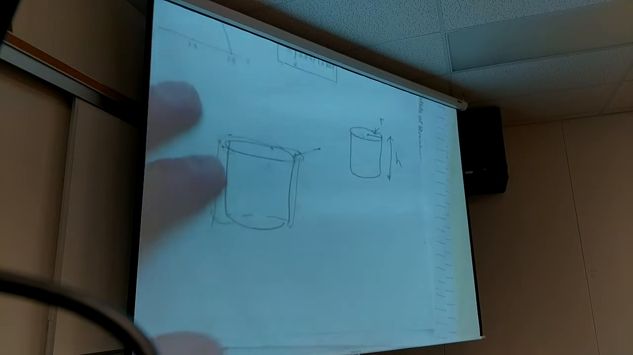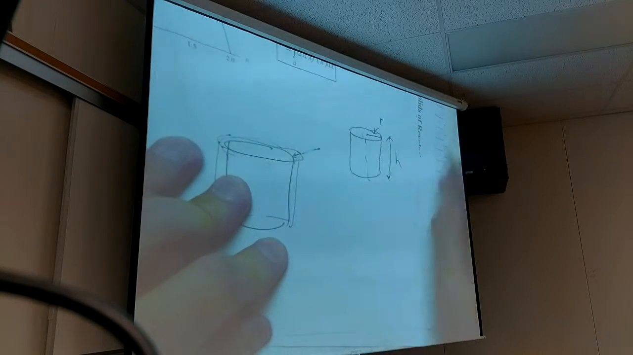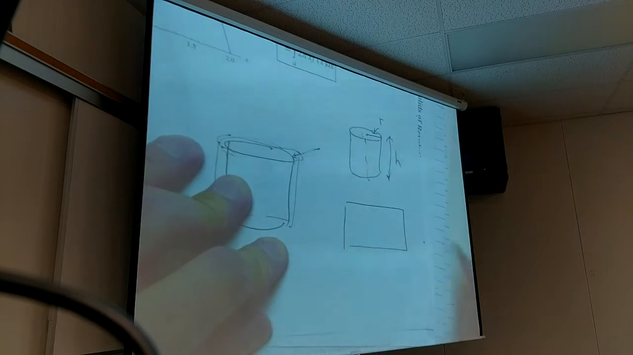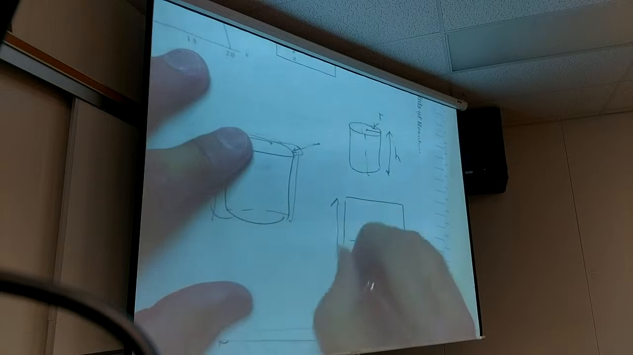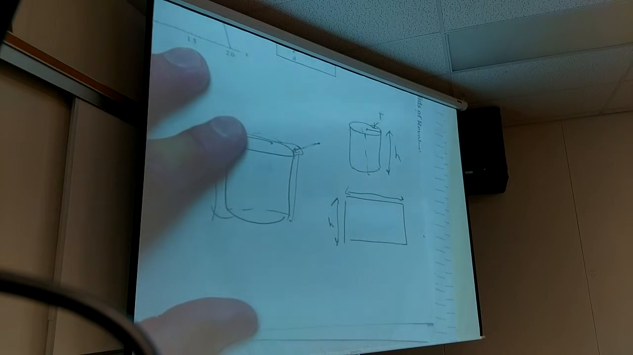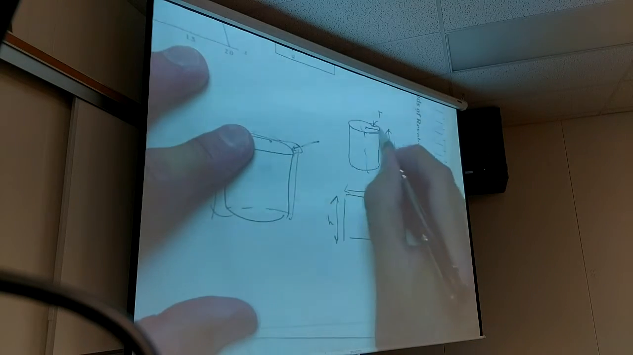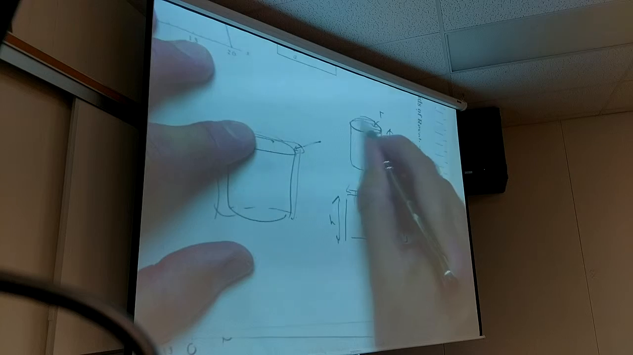How can I get the surface area of that label? Yeah, you slice it, open that bad boy up. It's now a rectangle, because if you take a rectangle and fold it, it becomes a cylinder. The height, of course, is H. What is this? That would be this, because if I slice it and open it up, this straightens out. Well, what is this?